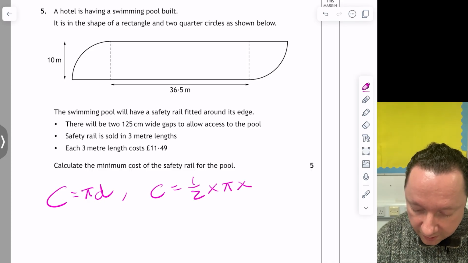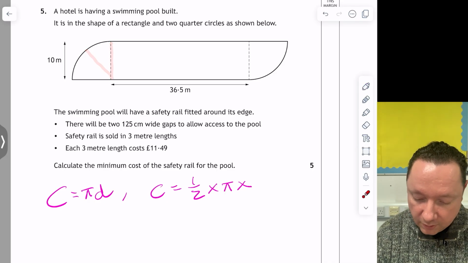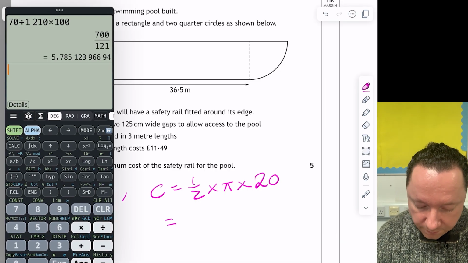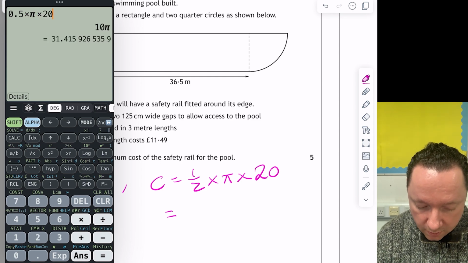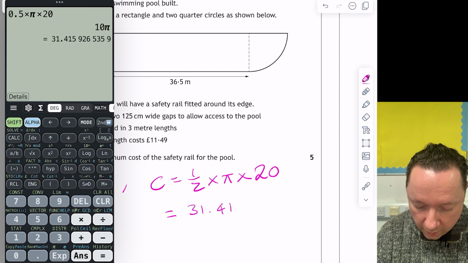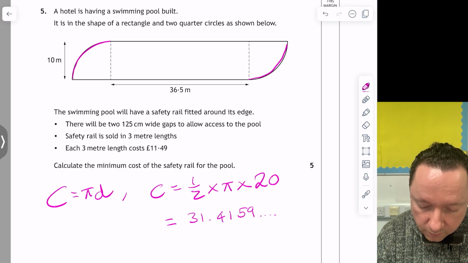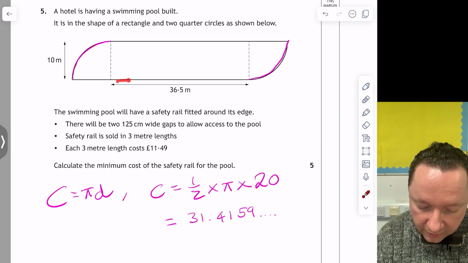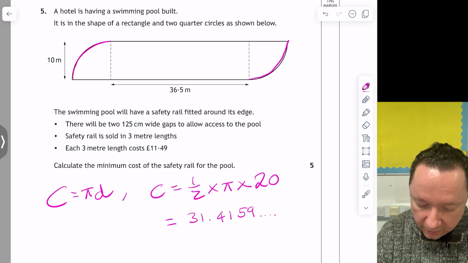Now I need to calculate the diameter. This tells me from here to here is 10, but that's a radius. So the diameter is 20. So the circumference part is 0.5 times pi times 20, which is 31.4159. So we've done this bit and we've done this bit. So now we need to add on the straight bits. Well, we know that this is 36.5, so is this bit. So I can add 2 36.5s, so let's just take a note of that.